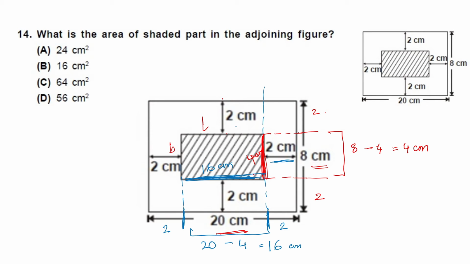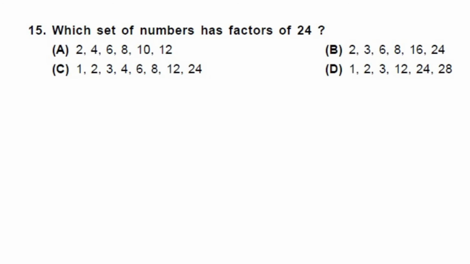Now area of this rectangle would be length times breadth, which is equal to 16 times 4, which we have found, which is 64 centimeter square. So my answer is option C. Let's go to our next question.